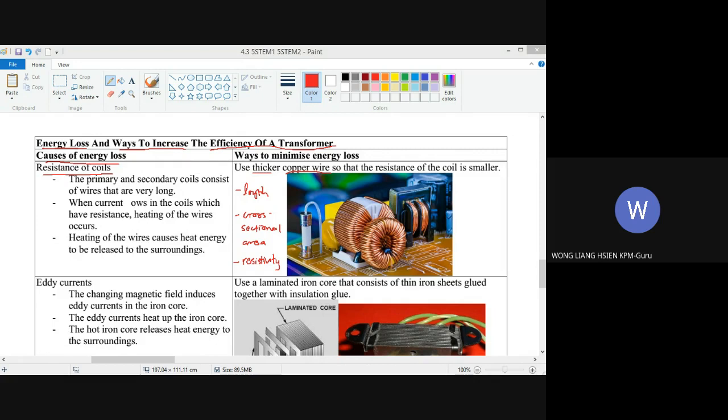You just think logically. In a transformer, you need a primary coil and a secondary coil with a certain number of turns, right? So that means there is not much you can do to make the length shorter. If you make the length shorter, that means you have fewer coils, right? So saying that you use shorter length is not practical for a transformer. Understand? So this is very important.